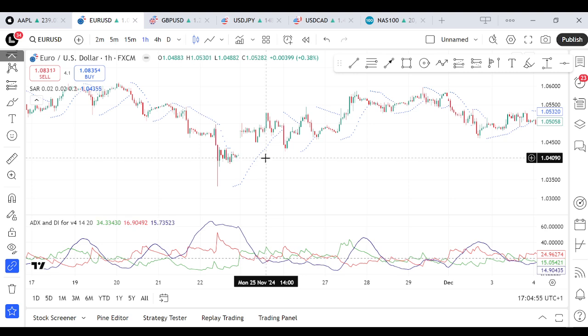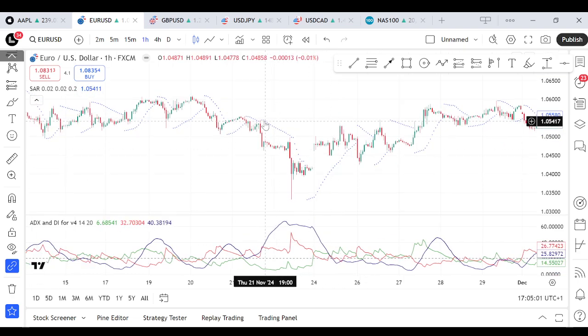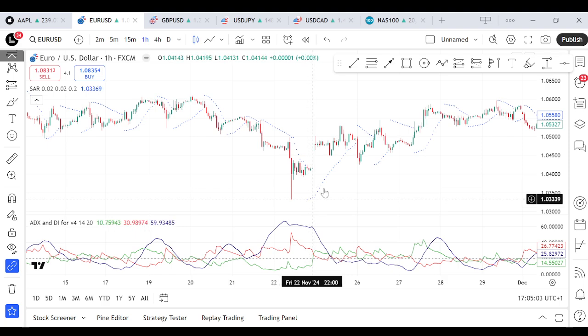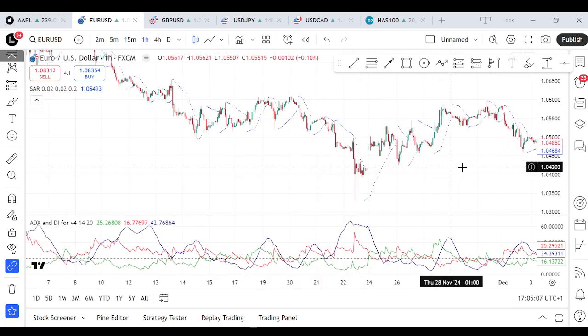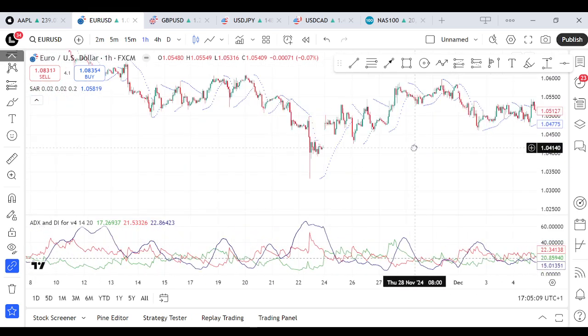Alright, when these dots flip sides, it signals that the trend may be reversing. For example, you can see the dots were above price and now the dots are below price, and it could signal that this downtrend, this bearish trend, could be reversing. And the Parabolic SAR also doubles as a trailing stop loss tool, helping you manage risk as the trade progresses.